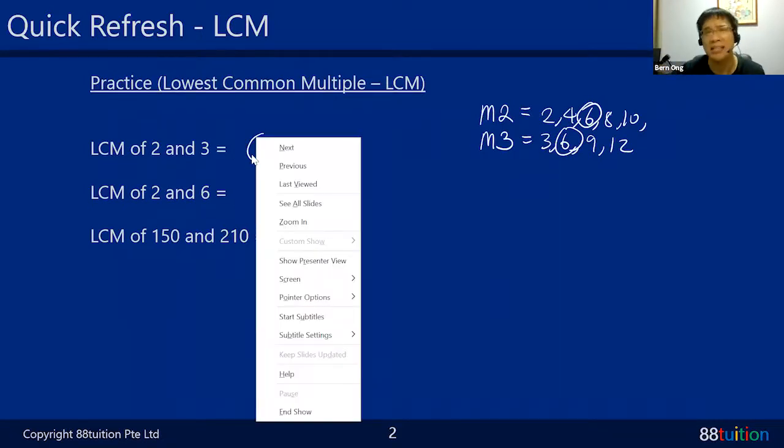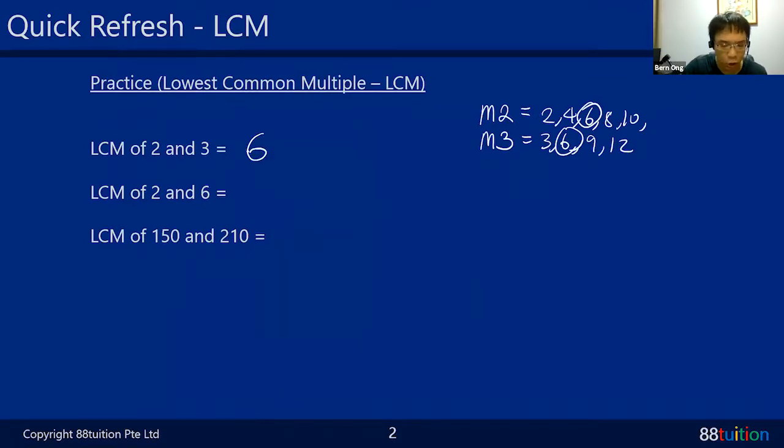Don't simply take 2 times 3. That is like primary school. You don't know what to do, you're at a loss, so you just whack 2 times 3. But now you're in secondary 1, secondary 2 already. Come on, know your multiplication table. How about 2 and 6? Multiples of 2, multiples of 6.